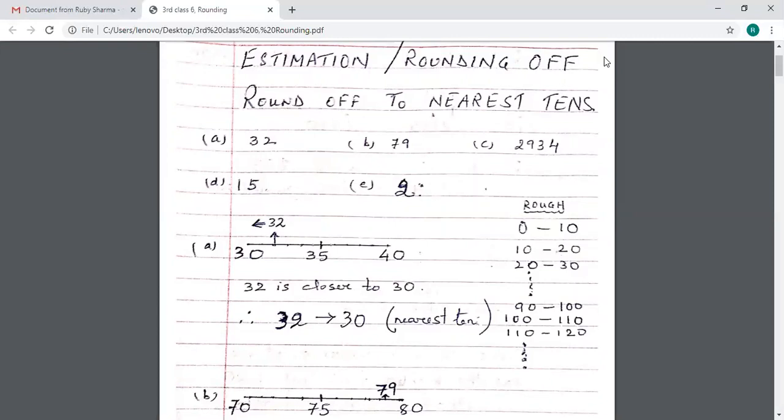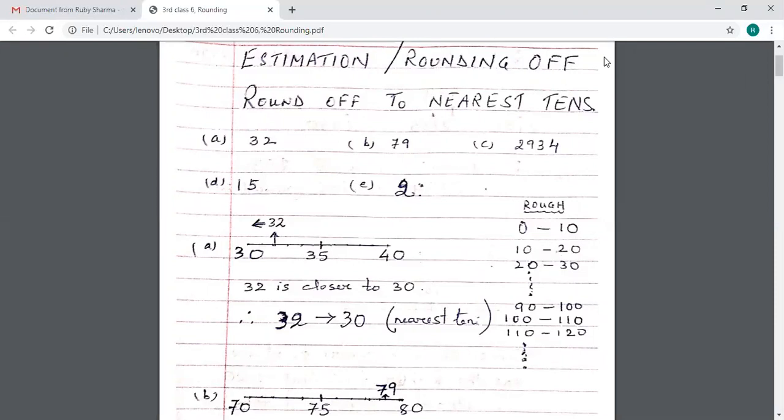Now, when we do rounding off to nearest tens, this is called the closest estimate we get. Now, suppose you have to round off 32. So let's take a part of the number line. 32 is in between which two tens place? 30 and 40. 3 tens and 4 tens. And on the right hand side, you can see for rounding off to nearest tens, you have to select the number and find out between which two tens place it lies. So 32 is in between 30 and 40.